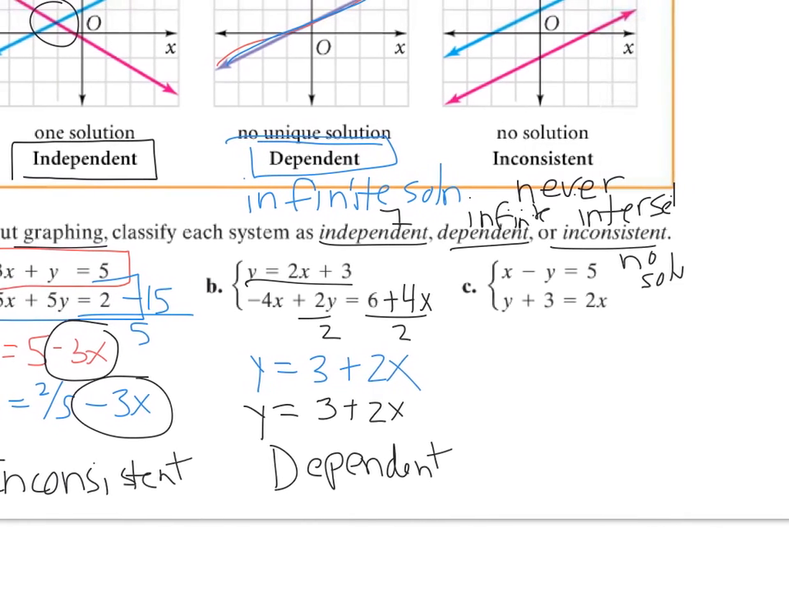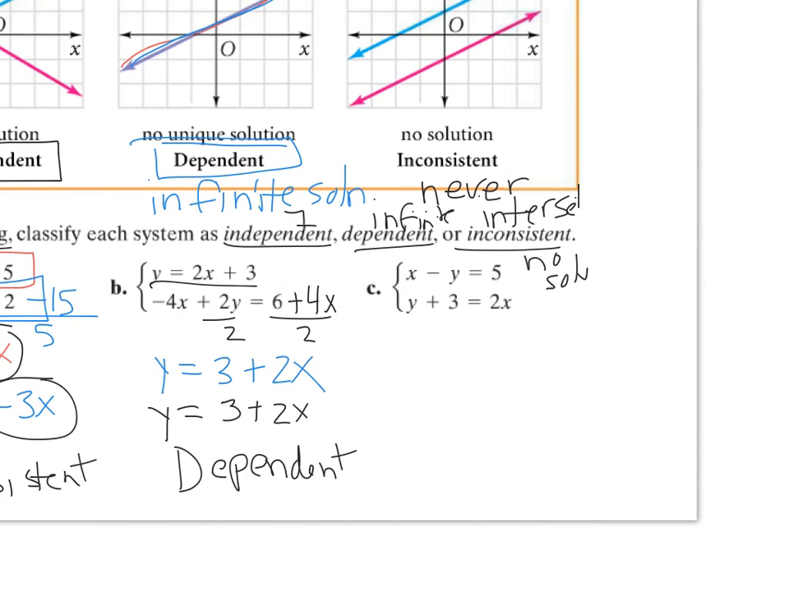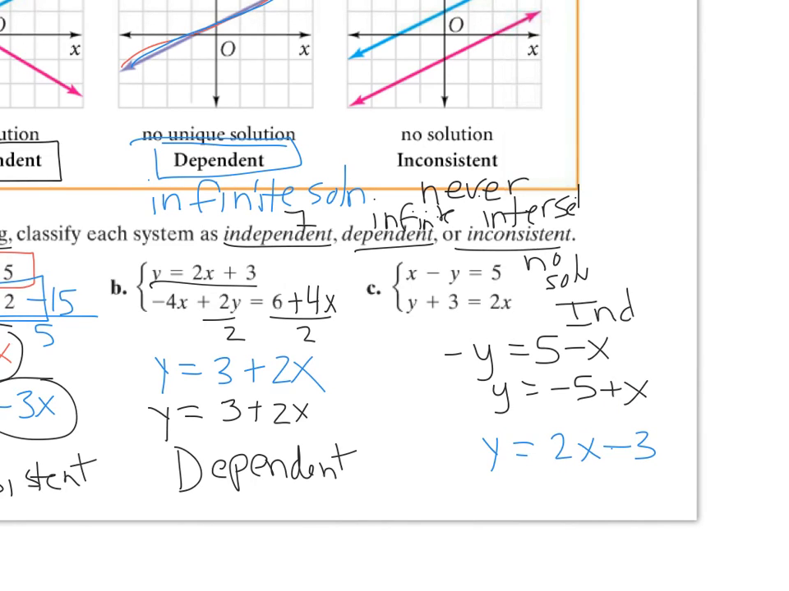And then the last one, I'm going to solve for y. I'm going to get negative y equals 5 minus x, so y equals negative 5 plus x. That's the first equation. The second equation is going to be y equals 2x minus 3. What we have here is different slopes. Automatically, if their slopes are different, it's going to be independent and there's going to be one solution. So make sure you know the differences among these three, so know which ones are dependent, inconsistent, or independent.